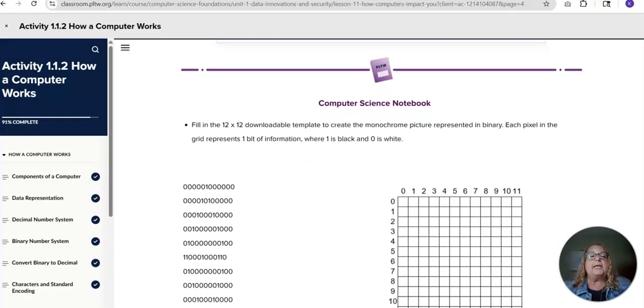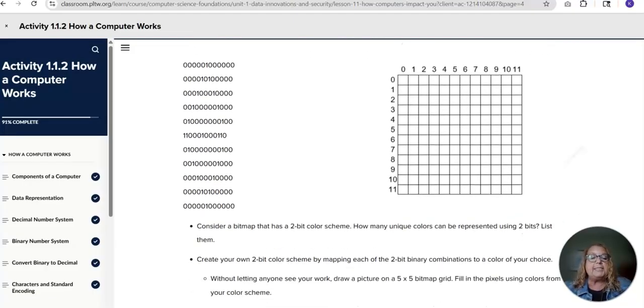And now it says fill in the 12 by 12 downloadable table to create the monochrome picture represented in binary. Each pixel in the grid represents 1 bit of information. So go through and actually copy this and paste it into your notebook and fill it in. That would be great.